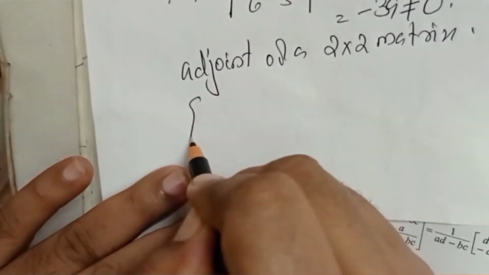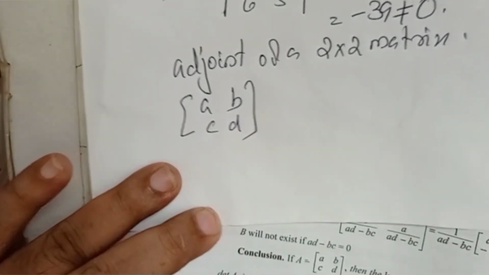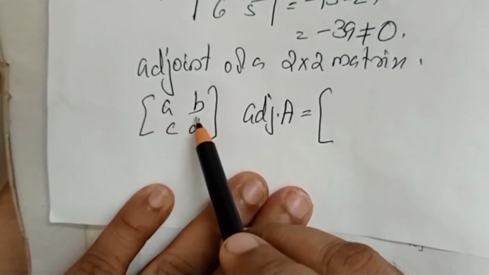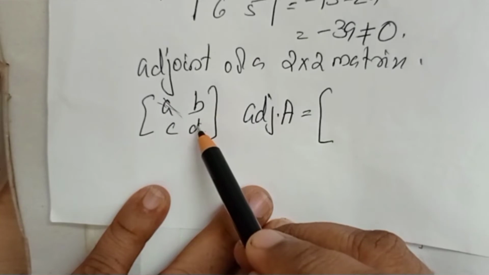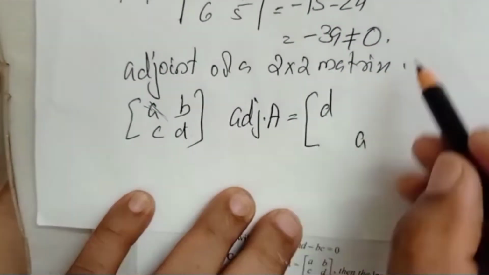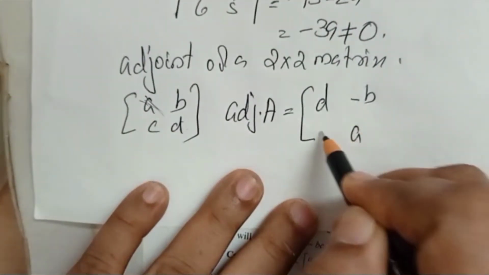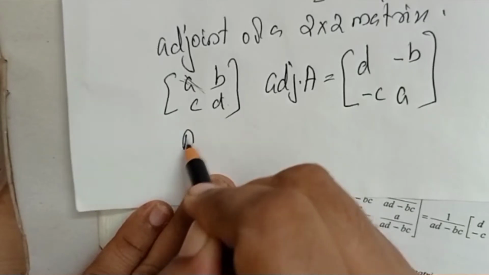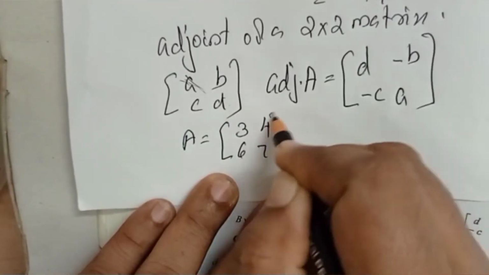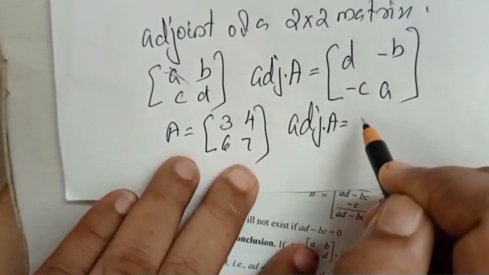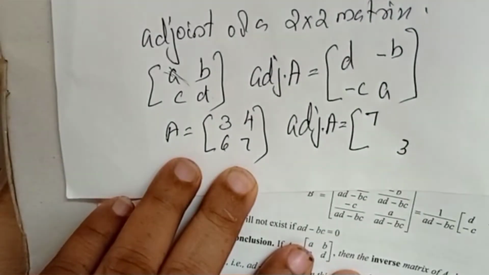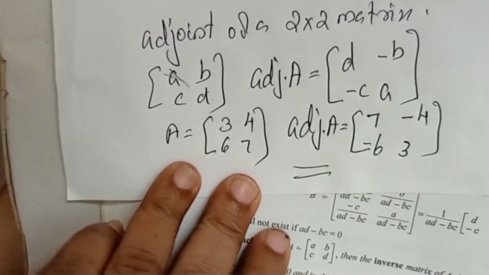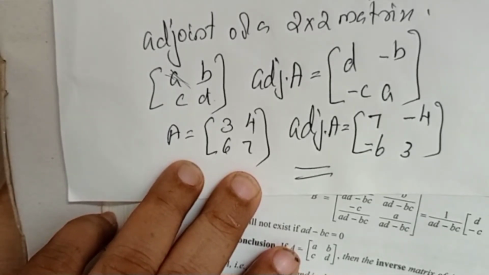Suppose the matrix is a, b, c, d. Then adjoint of A equals: interchange the leading diagonal. Look at the board. Interchanging the leading diagonal, this is d first, then a. Then change the sign of the other diagonal: minus b, minus c. This is the adjoint of a 2 by 2 matrix. For example, A is equal to 3, 4, 6, 7. Then adjoint of A: interchange the leading diagonal, 7 first, then 3. Then change the sign of the other diagonal: minus 4, minus 6. This is the meaning of adjoint of a 2 by 2 matrix.